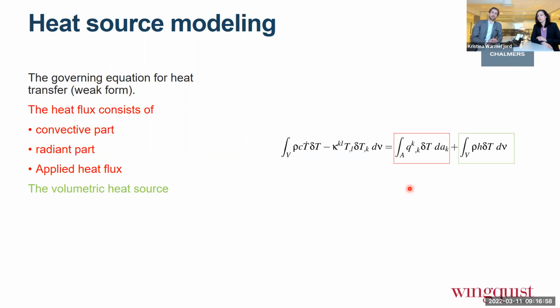And the heat flux consists of 3 parts. So it's a convective part, that is the heat that is convected from the surface. And you also have a radiant part, that is the heat that is radiated from the surface. And you have some applied heat source. So what we can do here is to model what is the applied heat on a surface, or what is applied heat inside the volume. These are the things that we are trying to model here.